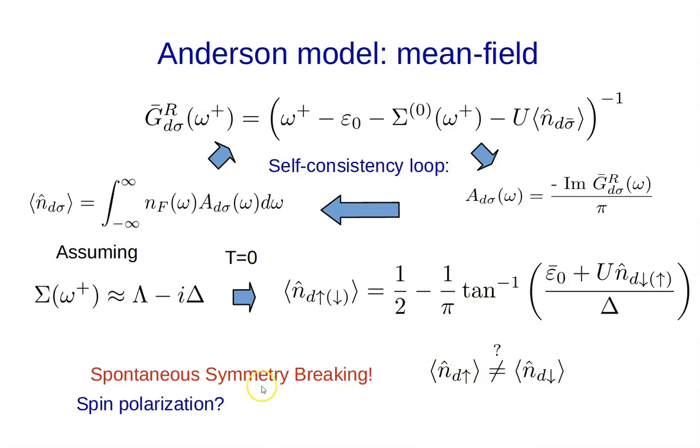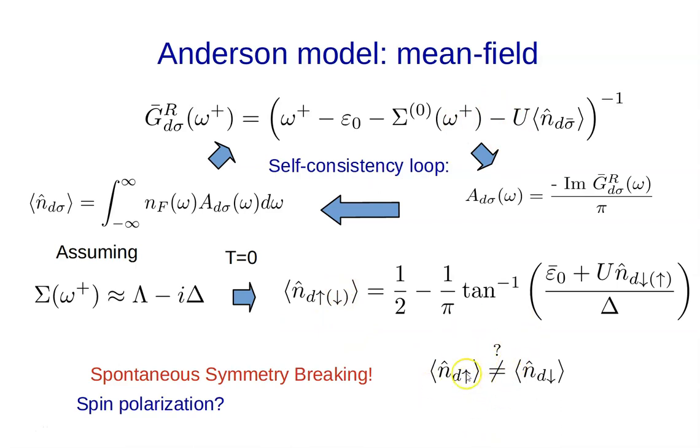So this tells me that there's a solution to these equations where the n_d up and n_d down average values are not equal to each other. If this happens, it's kind of an artifact of the self-consistent loop and the mean field approximation that we're taking, where I'm allowing for the possibility of spin polarization. And that would be a spontaneous symmetry breaking, since in the original Hamiltonian, there is no such symmetry.